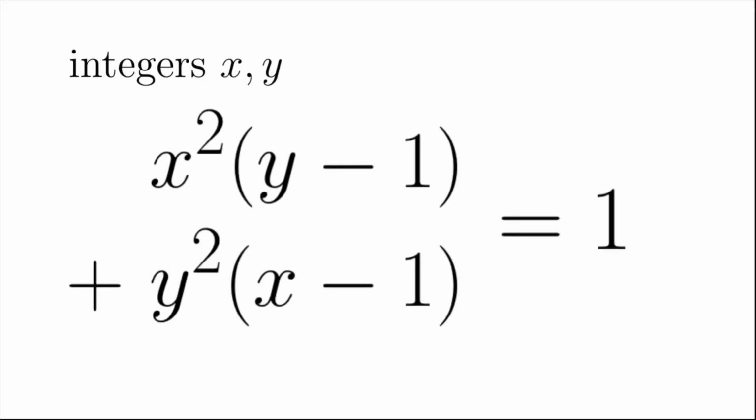In this video, we are going to find integers x and y such that x squared times (y minus 1) plus y squared times (x minus 1) equals 1.